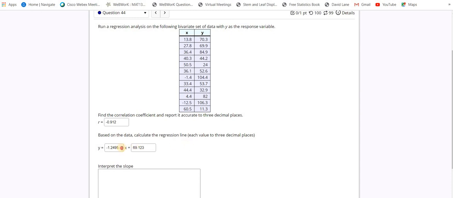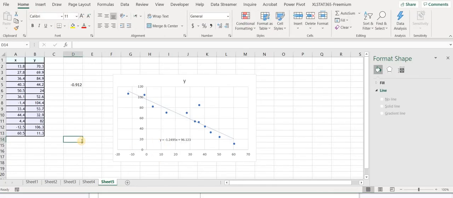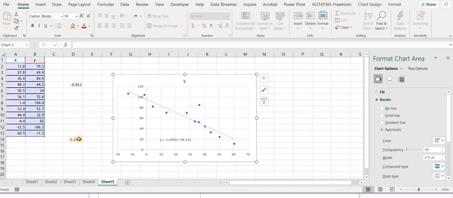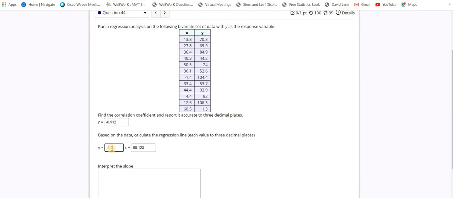So we want to round each to 5 decimal places. I should have done that already. So let me type this number here, negative 1.2495, and I need to round this number to 3 decimals. So I'm just going to click on it and then round it to 3 decimals too. So negative 1.250.